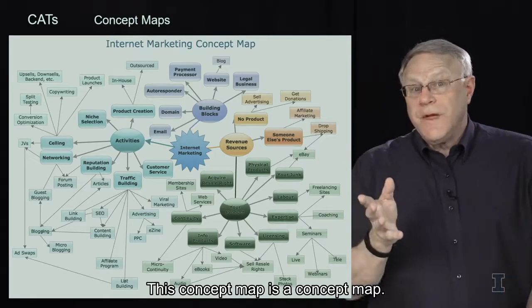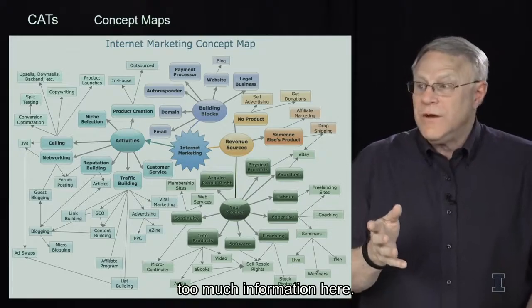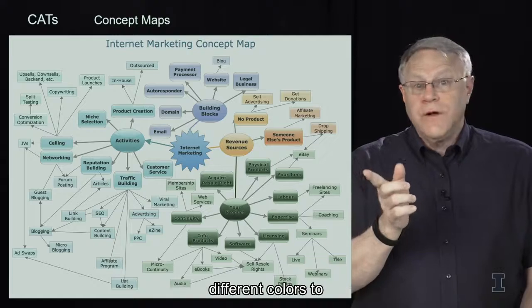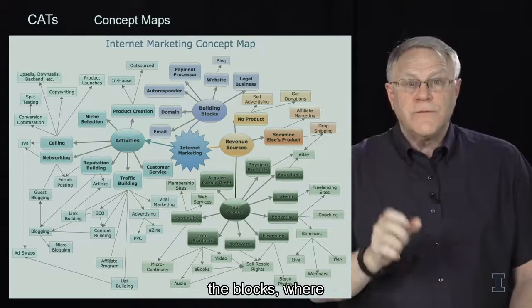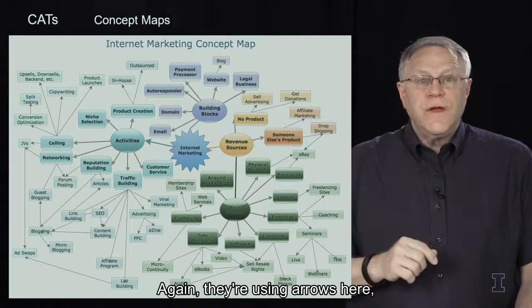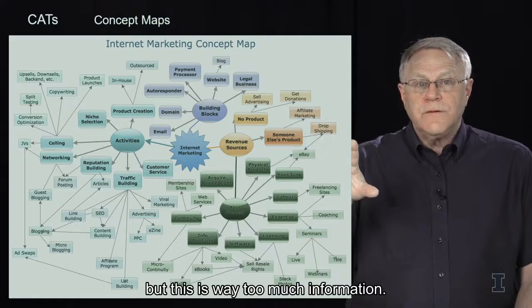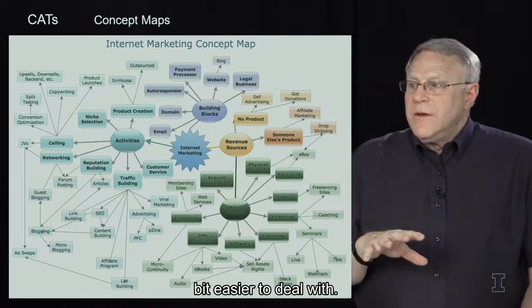This concept map is a concept map. Obviously, there's way too much information here. I will point out that they are using different colors to represent different things, and sometimes different shapes of the blocks or where the words are that they're connecting. Again, they're using arrows here, but this is way too much information. So we want something a little bit easier to deal with.